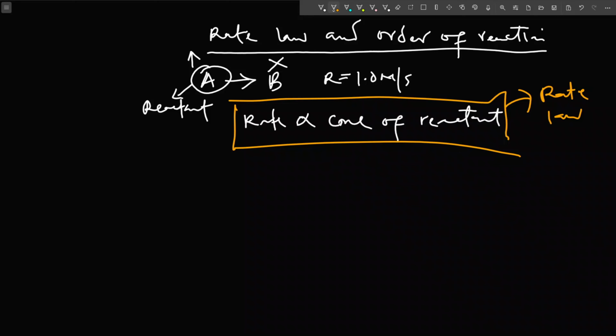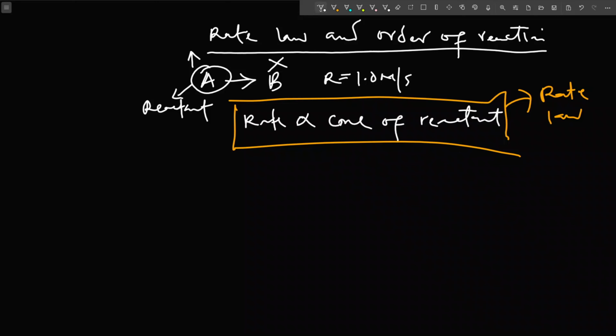Now, it's not always so. There are some reactions that even when you increase the concentration of the reactant, it will not affect the rate of the reaction. Don't worry, we're coming there. We're going to talk about that in later videos. But generally, an increase in the concentration of a reactant may increase the rate of the reaction. So we call that concept, that law, the rate law.